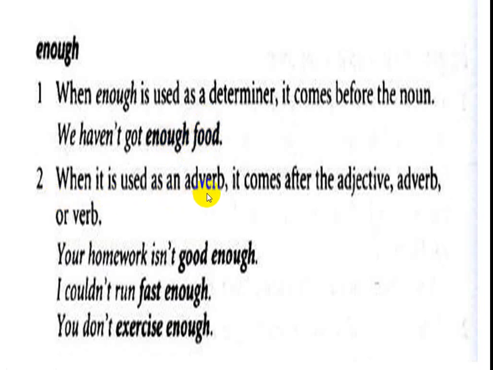Number two, when it is used as an adverb, it comes after the adjective, adverb or verb. For example, your homework isn't good enough. It came after the adjective here, good enough. I couldn't run fast enough. It came after the adverb. You don't exercise enough. Here it came after the verb. So when it is used as an adverb, it comes after either the adjective, the adverb, or the verb.